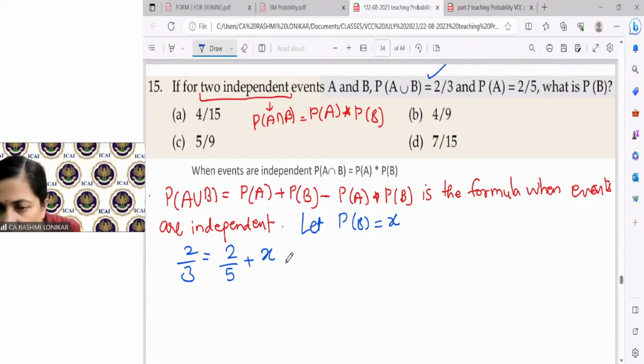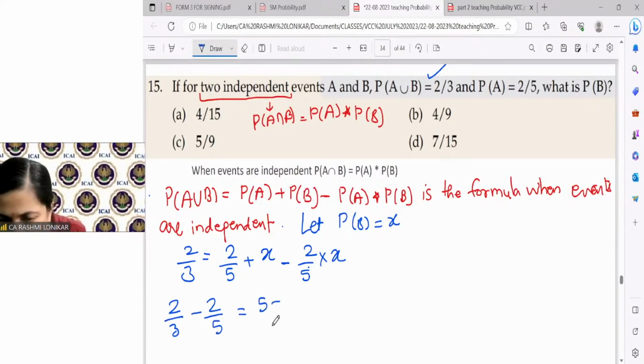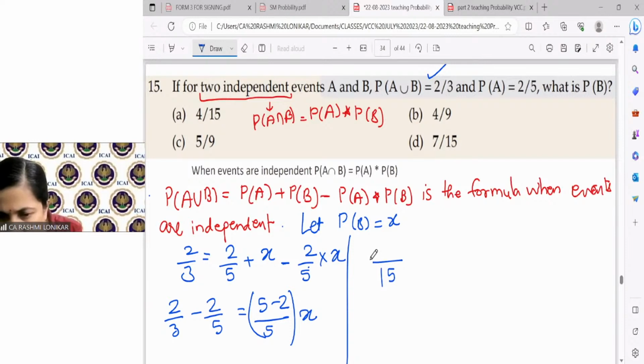So X minus P of A, 2 by 5, into P of B, which is X. So how much will this be? X minus 2 by 5 x. So this and this is going to be 2 by 3 minus 2 by 5 will be equal to 5 minus 2 upon 5 into x. So I just simplified this. How much is this? 15. 5 2s are 10. 10 minus 4.